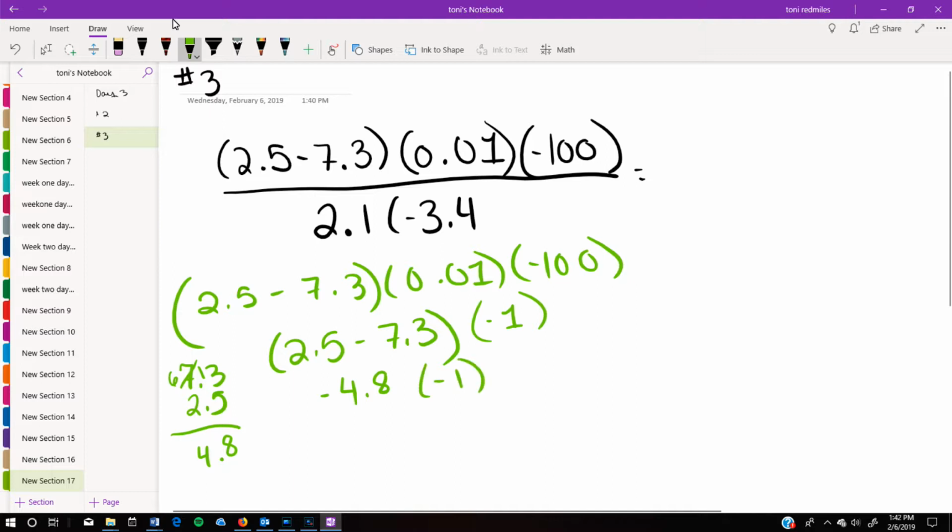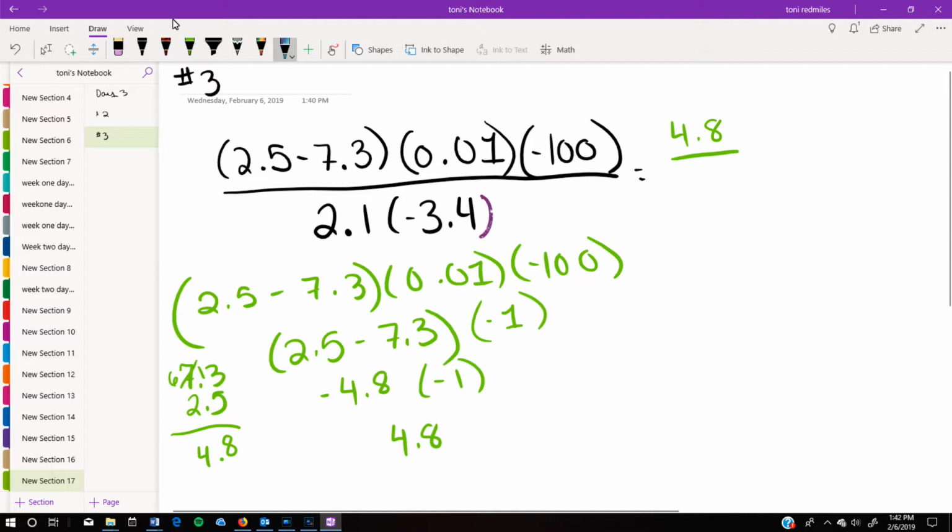So now I have multiplication as my last step. 2 negatives make a positive. 1 times anything is the other number. So I know my top is going to be 4.8. Alright, so let's do the bottom now.